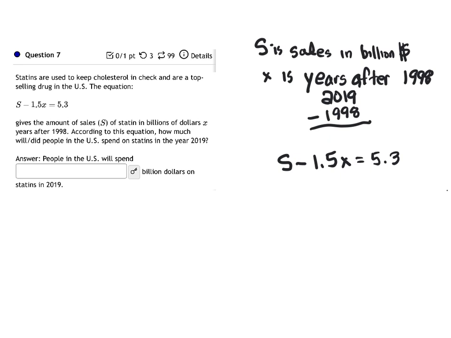So they're asking, according to this equation, how much did people in the U.S. spend on statins in the year 2019? So 2019, we're going to subtract 1998 from that 2019, and that will give us what our x is, and then we'll replace it in the equation to solve for the sales, the billions of dollars that was spent. So 9 minus 8 is 1.